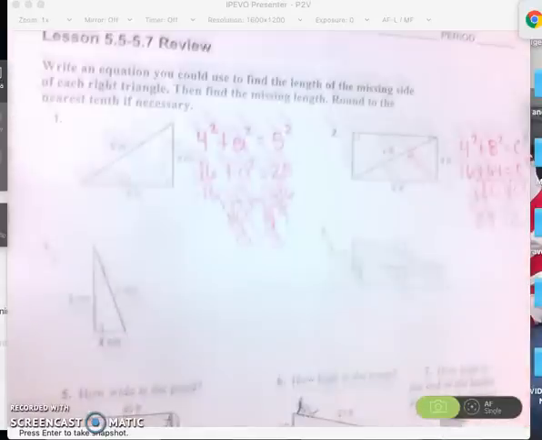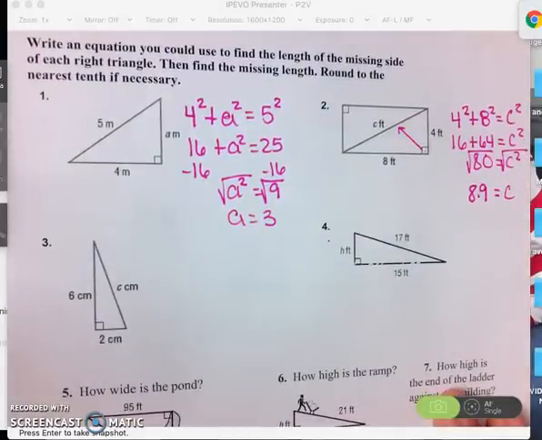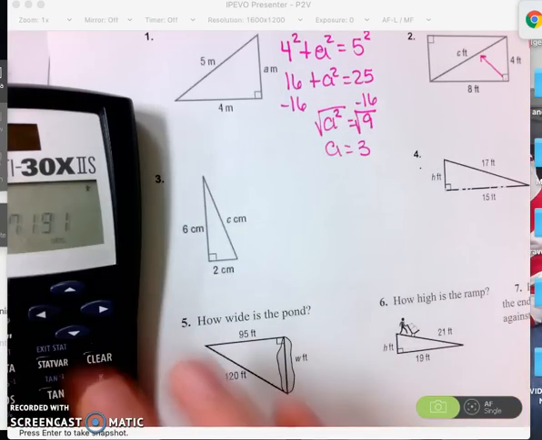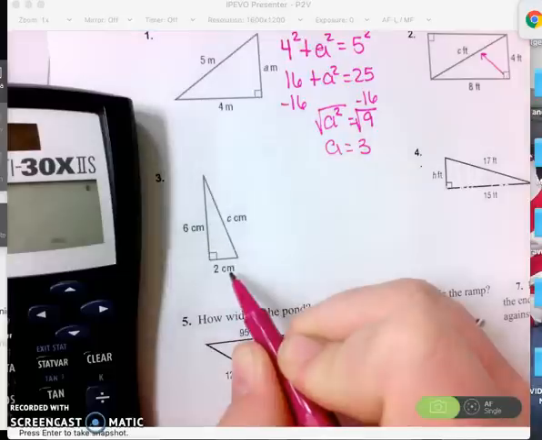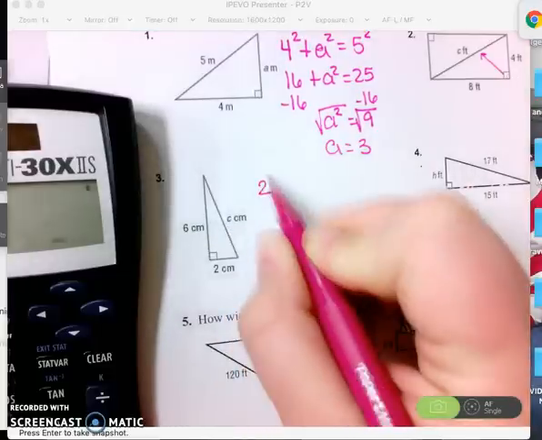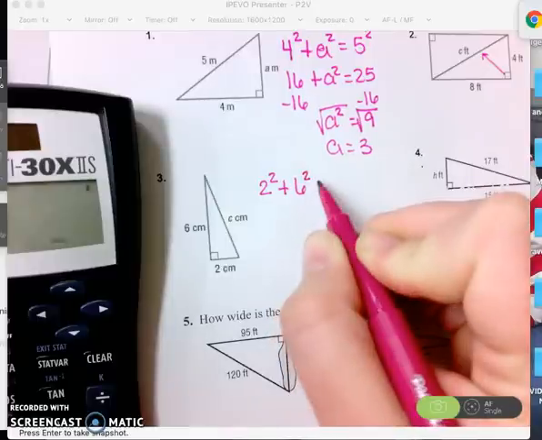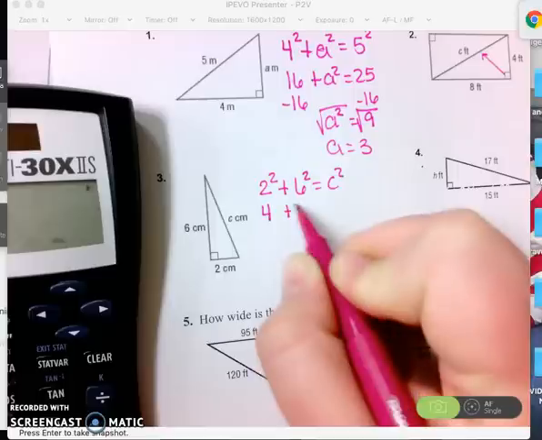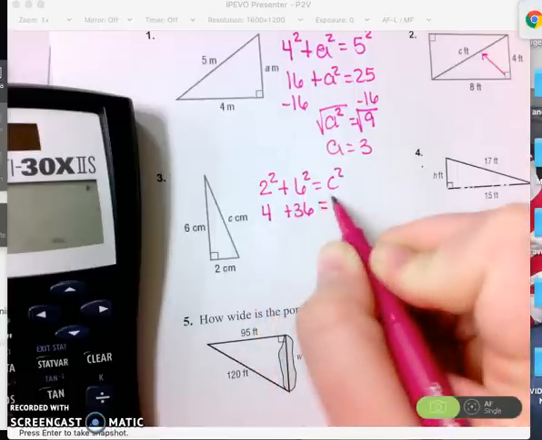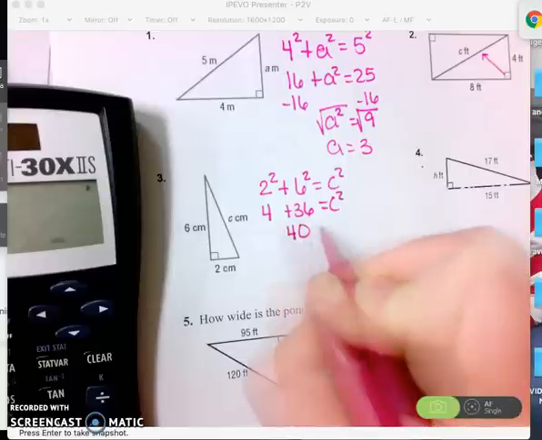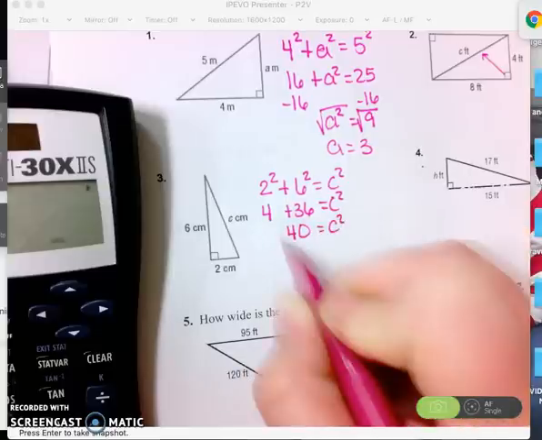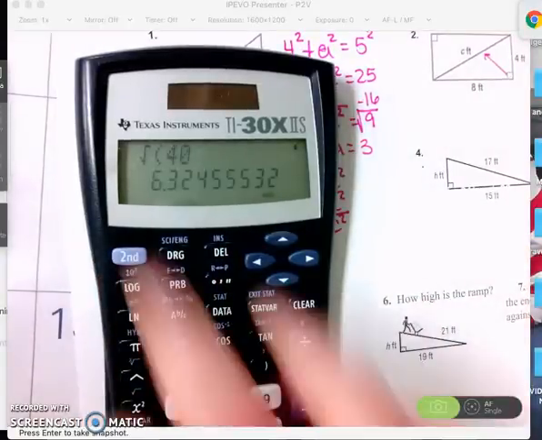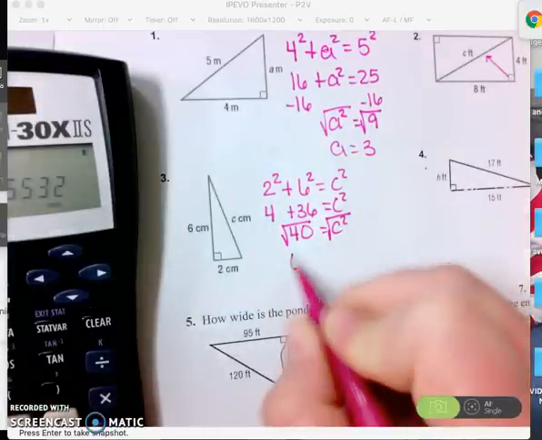Okay. Remember, you should be correcting this with a red pen. So these two are legs. Again, c is unknown, so we're going to do 2 squared plus 6 squared equals c squared. 2 squared is 4, 6 squared is 36, because 6 times 6. Showing my work the whole way down. 4 plus 36 is 40. Square root of 40. Again, I need a calculator. 6.32, so it's going to be 6.3.